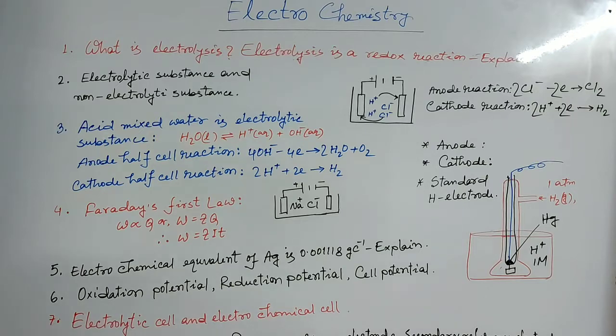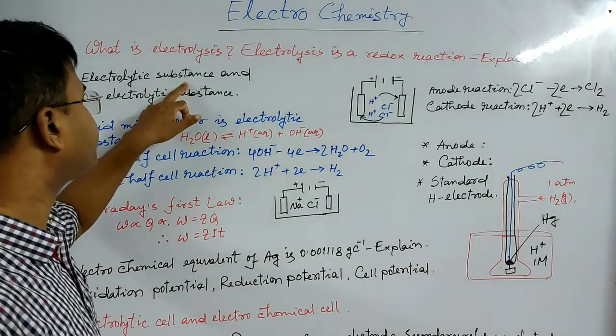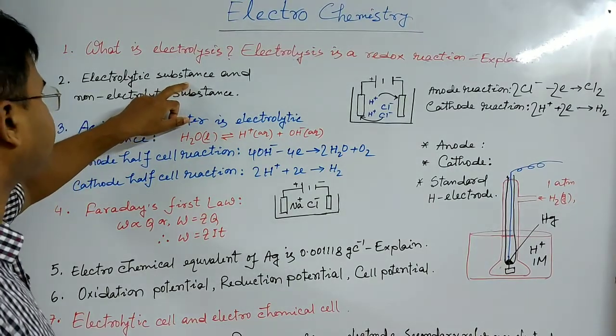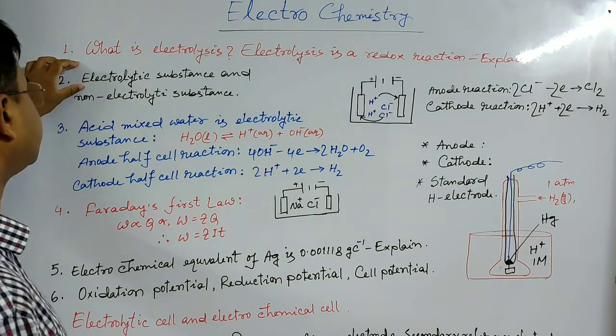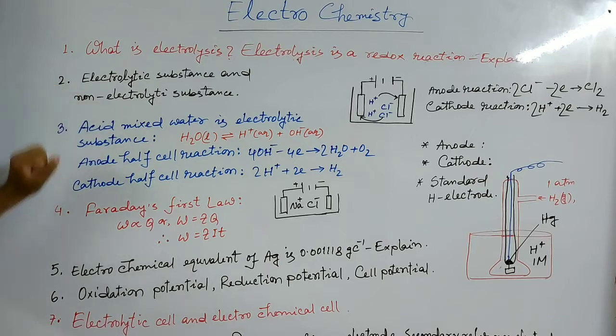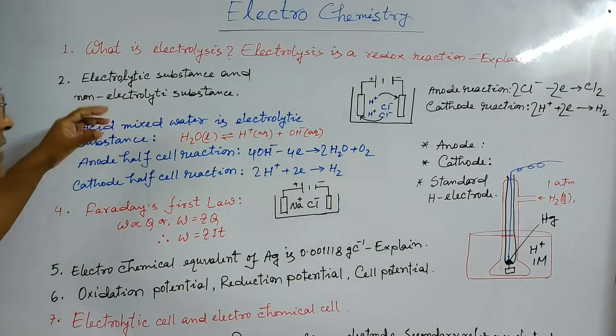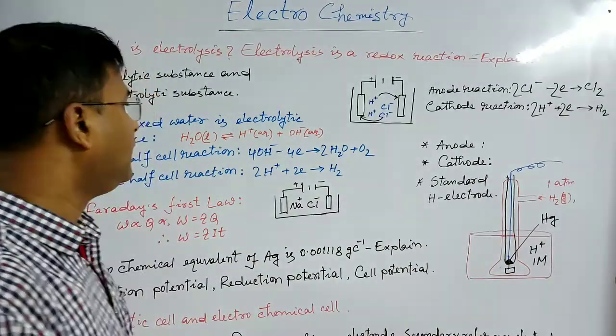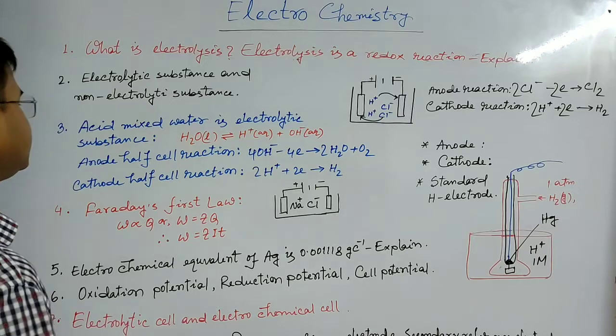Electrolytic substance and non-electrolytic substance. The substances which conduct electricity in their molten or solution state, and after conducting electricity chemical changes take place, are known as electrolytic substances. And non-electrolytic substances are the substances which don't conduct electricity in their molten or solution state, like sugar. Acid mixed water is an electrolytic substance, because acid mixed water conducts electricity and chemical changes take place.